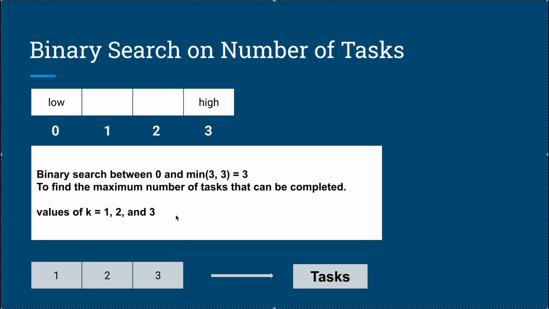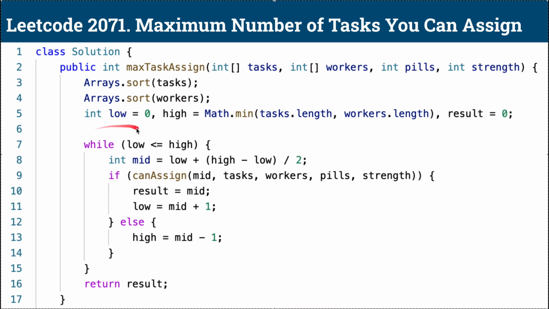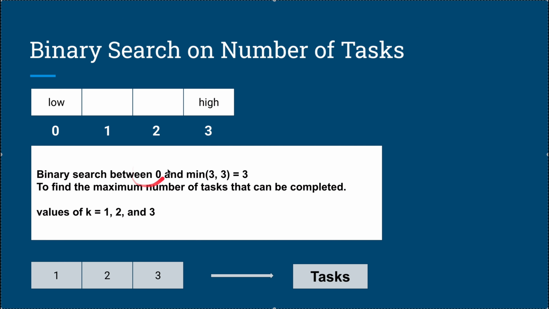Okay, so in the maxTaskAssign function, which is the main function where we write the binary search, we have a low and high. Low we are taking as 0 and high we are taking as minimum of 3 comma 3, which is 3. So that's the problem here. We are saying the range is 1 to 3, which means low is not at 0, it should be at 1, right?